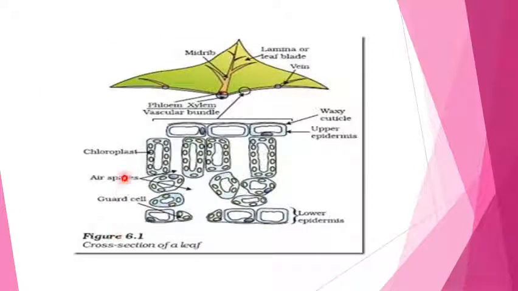So in this image you can see the cross section of the leaf. This is your NCERT diagram, a very important diagram. You have to draw this diagram in your fair notebooks. These are the mesophyll cells, and these green dot-like structures are known as chloroplasts. This is your upper epidermis, this is your lower epidermis, and in between is the opening known as the stomata, through which the exchange of gases takes place, and these are the guard cells.